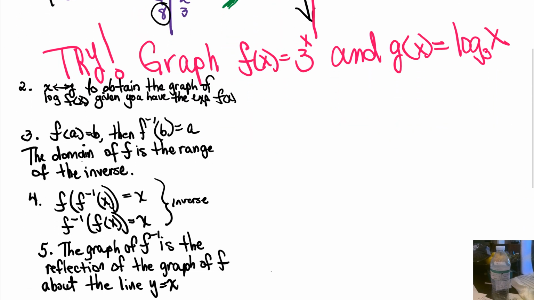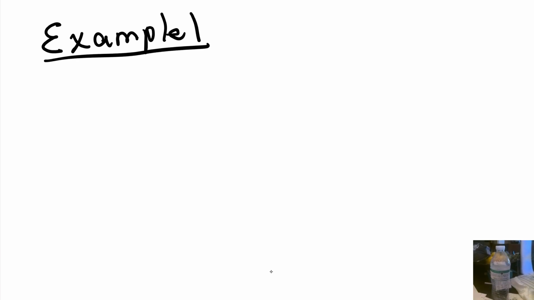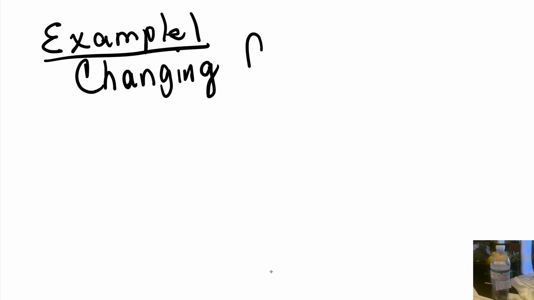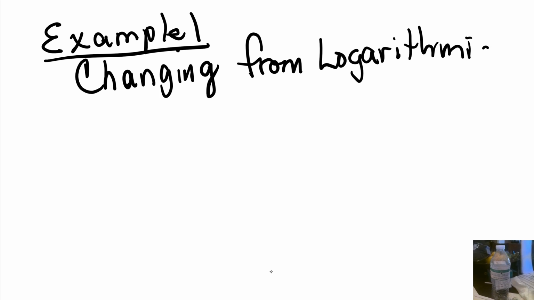All right, so let me do example 1 with you, and let's talk about example 1. Example 1 starts off with some very basic concepts. So in example 1, we are going to talk about changing. So this is what you're doing here as a process. You're changing from logarithmic to exponential form.